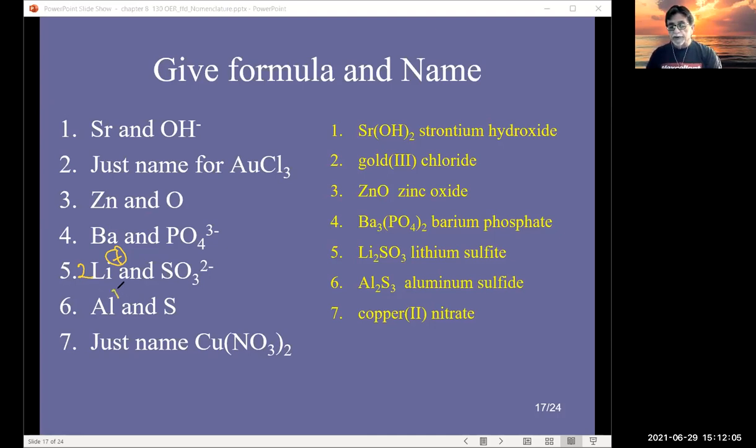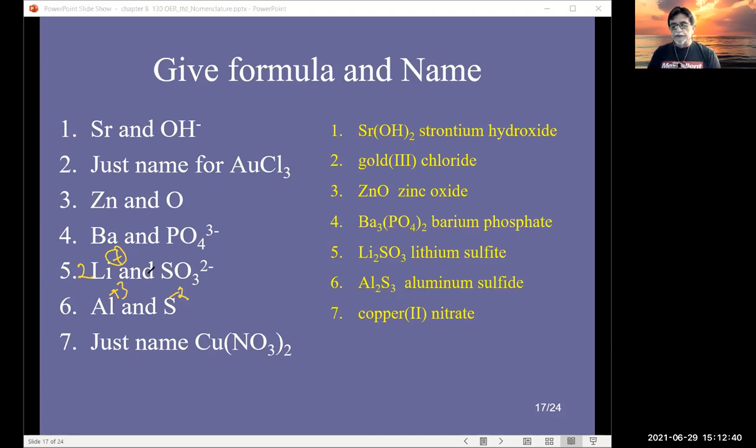Aluminum is a +3, and sulfur becomes sulfide with a -2. So again, we have similar charges, oxidation numbers. So we find a common factor, which again, in this case is 6. And so we need 2 aluminums and 3 sulfides to balance the overall -6 and +6 charge. And the formula is Al2S3, otherwise known as aluminum sulfide.